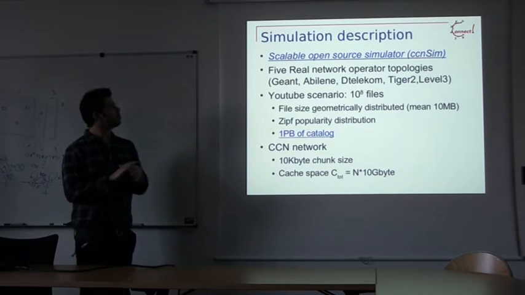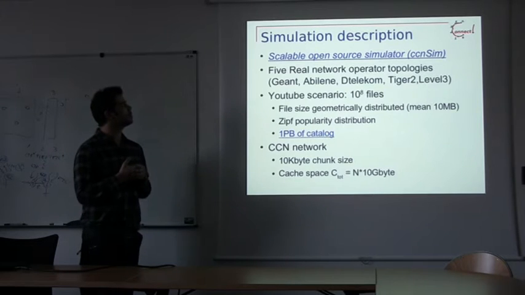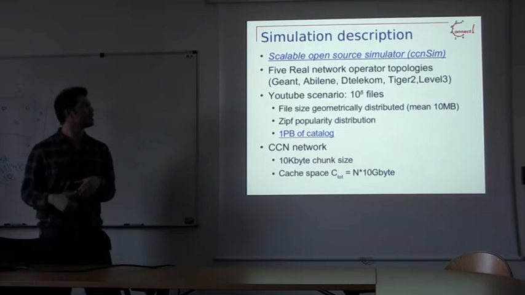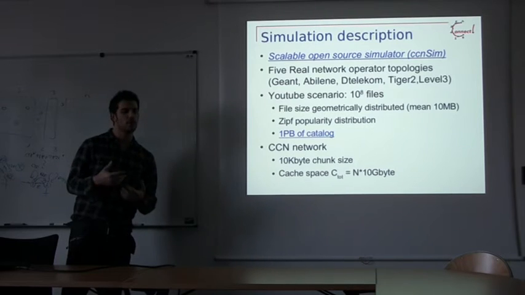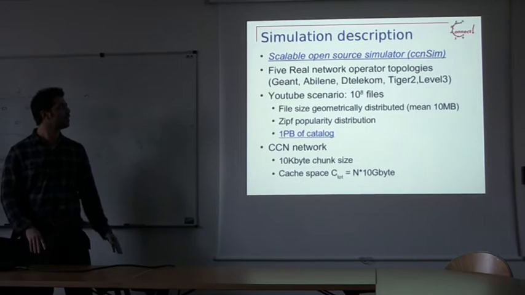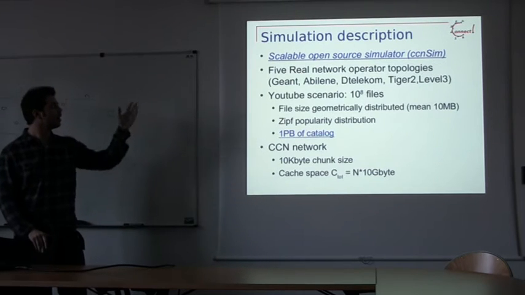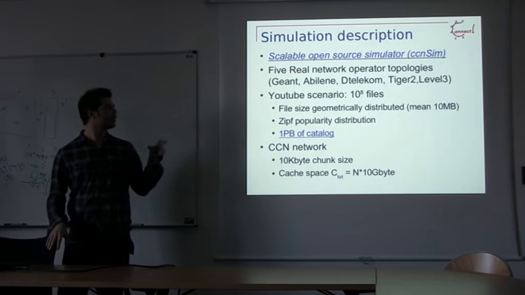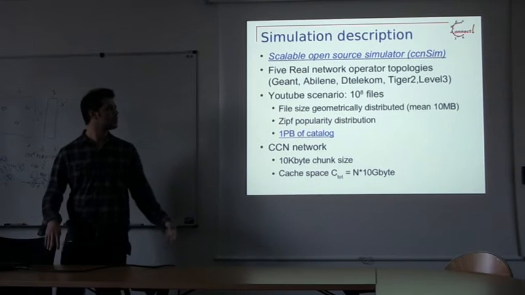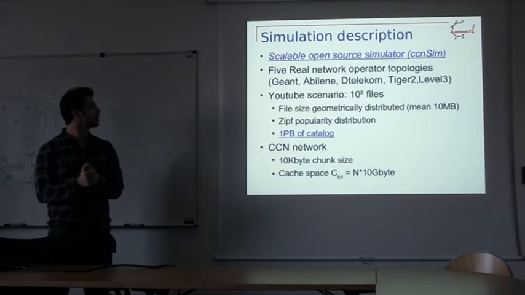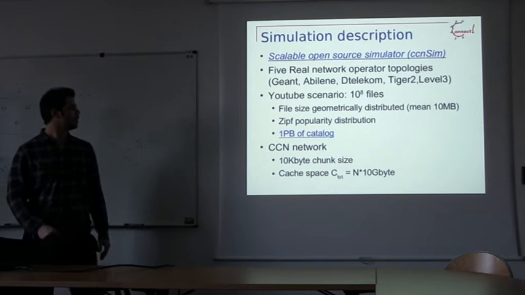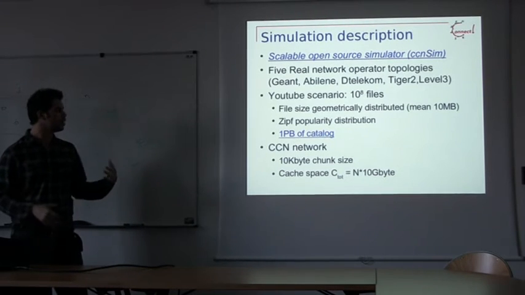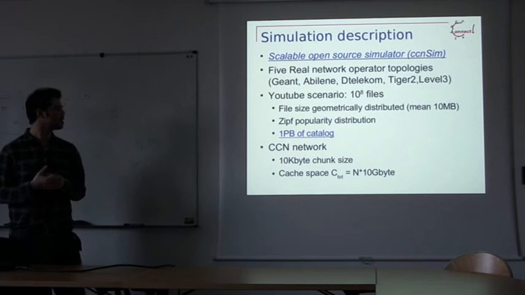So this is the basic idea, and I start by describing the simulation we have done. We have built a scalable open source simulator, namely CCNSim, that permits us to simulate real case scenarios. We have considered five real network topologies: GEANT, Abilene, Deutsche Telekom, Tiger2, and Level3. We have considered the YouTube scenario with 300 million files, geometrically distributed with a mean size of 10 megabytes. The popularity distribution is a Zipf. And we underline that, in spite of the current literature, we deal with a huge catalog of 1 petabyte size.